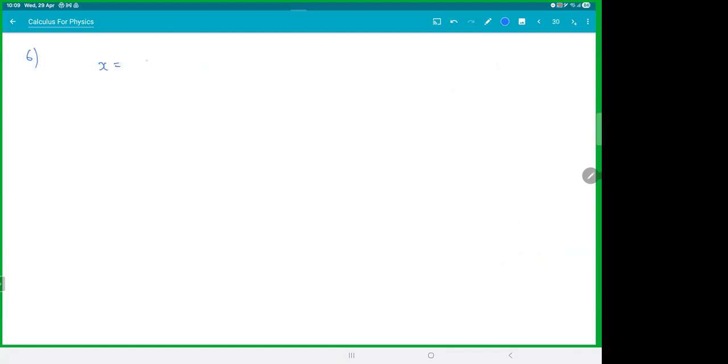Let's say x is equal to k into e power minus bt. So you need to get used to the variables. So here k and b are constants. So k and b are some numbers, maybe 2, 4, something of that sort. Find initial velocity and initial acceleration.